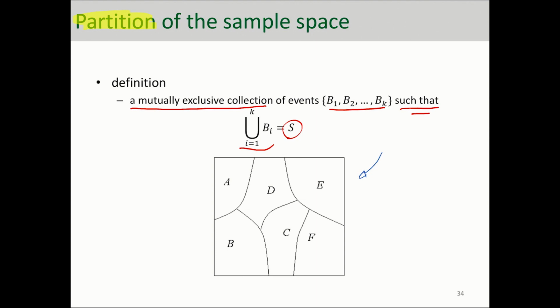There is no area in the sample space that is not covered by them. So A, B, C, D, E, F, they form a partition. So that's the definition of partition. In the next video, we're going to look at one example and exercise what we learned.